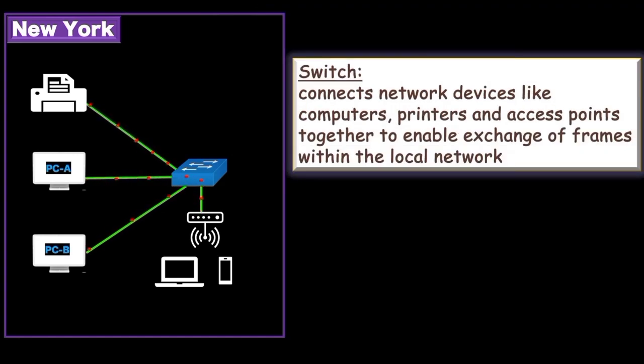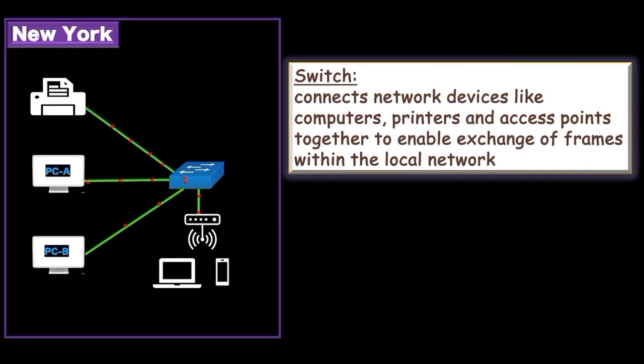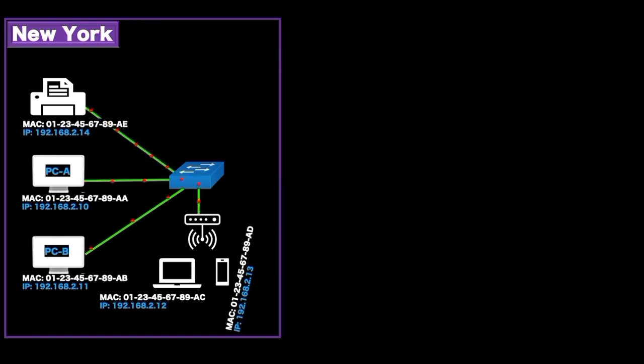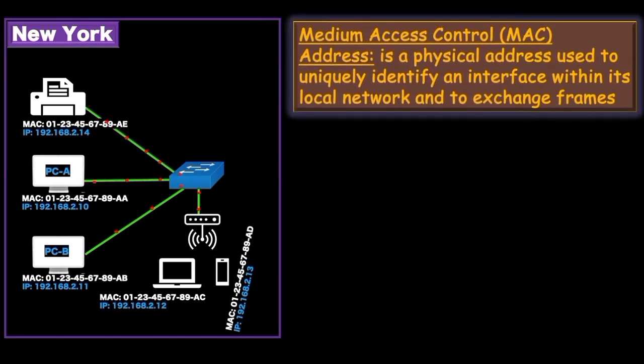Any device connected to this network has 2 unique identifiers, that is MAC address and IP address. MAC address stands for Medium Access Control address. This is a physical address used to uniquely identify any interface within each local network and to exchange frames. The MAC address is assigned by the network manufacturer during production. An example is seen here below.